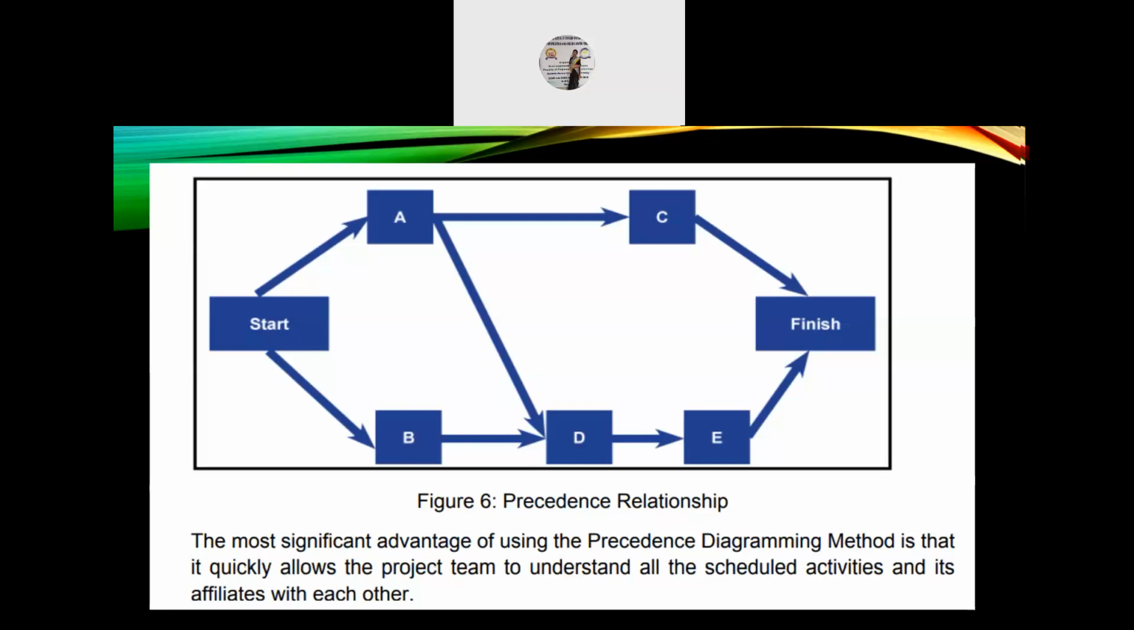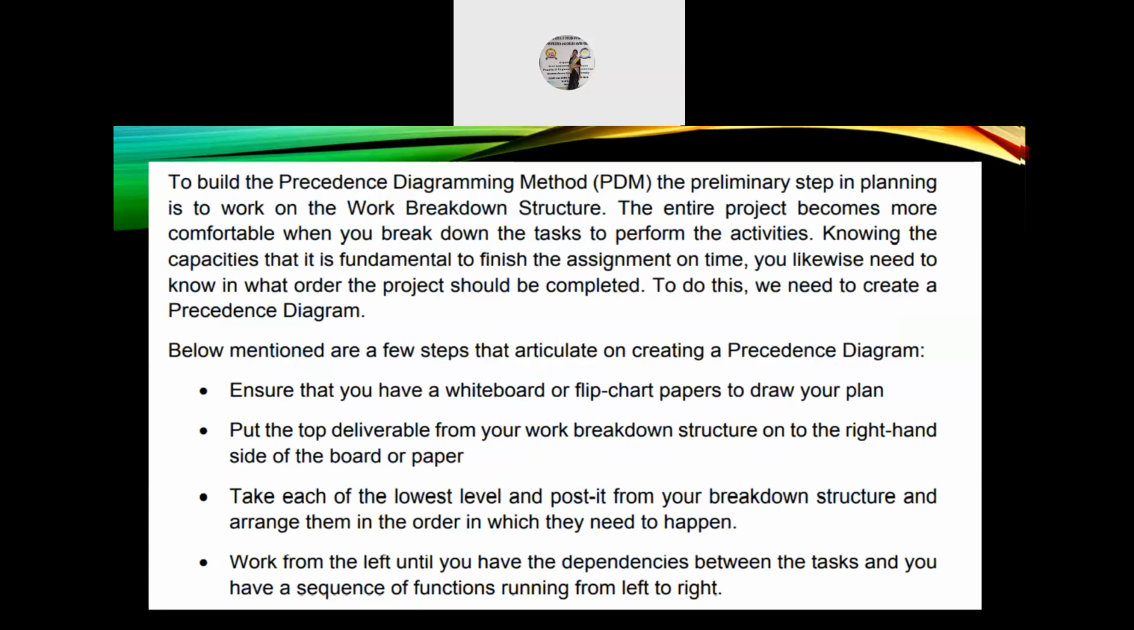So the most significant advantage of using the precedence diagramming method, PDM, is that it quickly allows the project team to understand all the program, the schedule activities, and how they affiliate and coordinate with each other. From A to E, we have to run it from left to right. At first, A will be the lowest level, and likewise, you have to write it down, or note down your work.